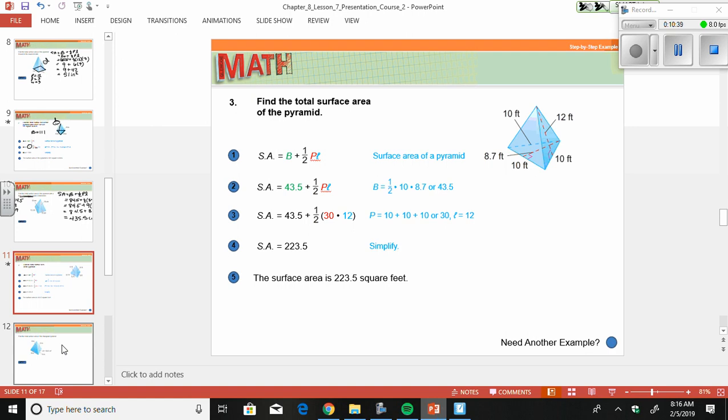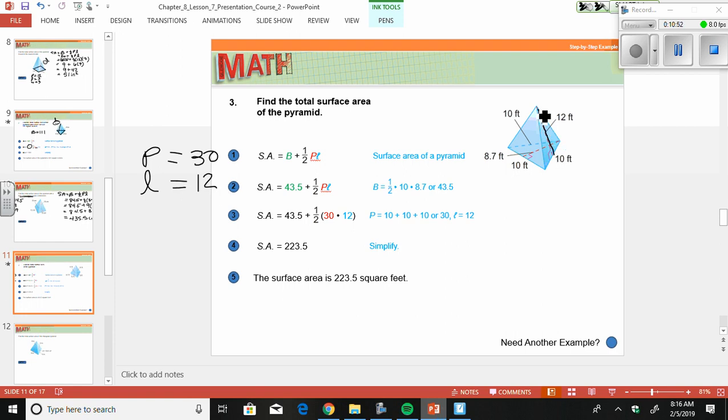We can find the perimeter of the base pretty quick because they're saying it's a 10 by 10 by 10, so that's 30. The lateral height is 12 because it's the one that's going up here, but notice they gave us extra information. They gave us this right here. The big clue is that this is a 90-degree angle right here. That tells me that it's the height of that base. So we have to go through and find the big B.